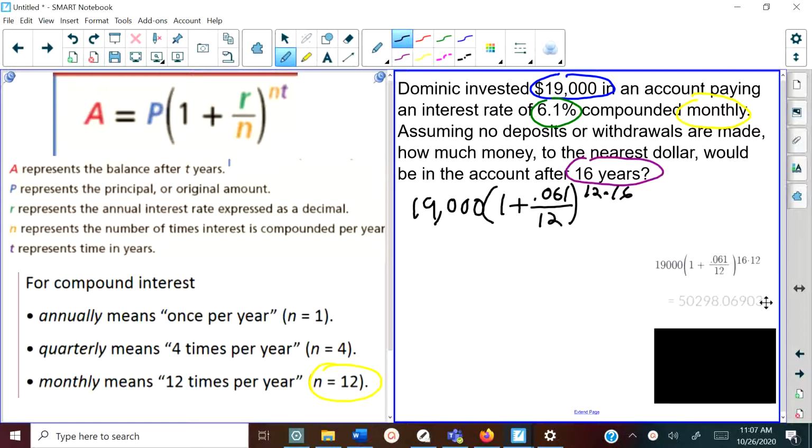Alright, so since we want to round it to the nearest dollar, we want to round it to this 8, okay? And next to the 8 is a 0, so we're just going to write it out. 5, 0, 2, 9, and 8. And that's it.